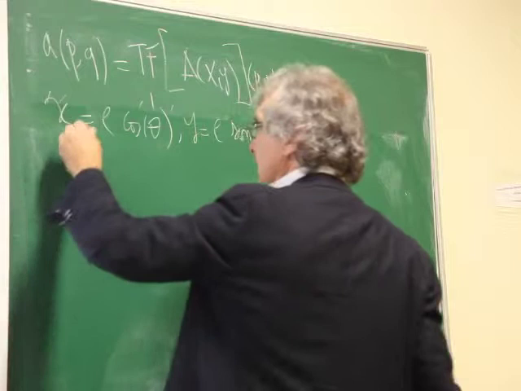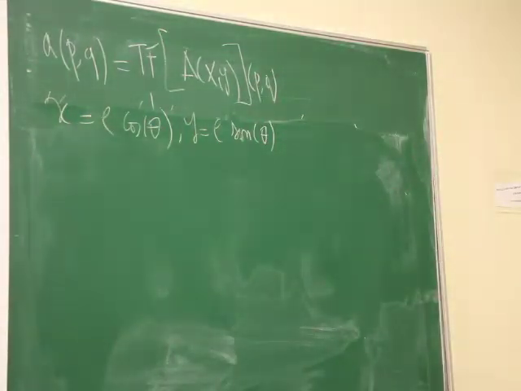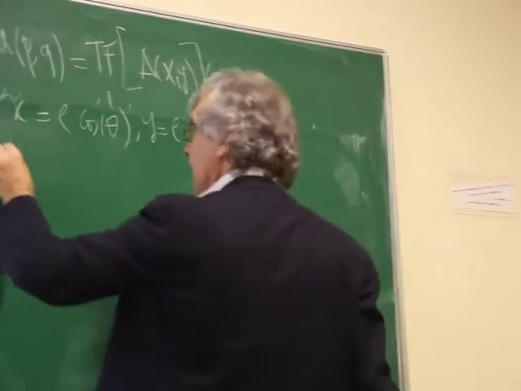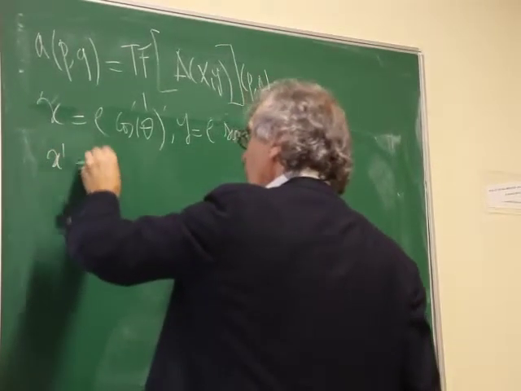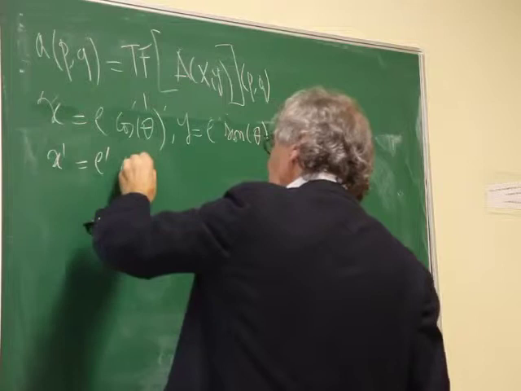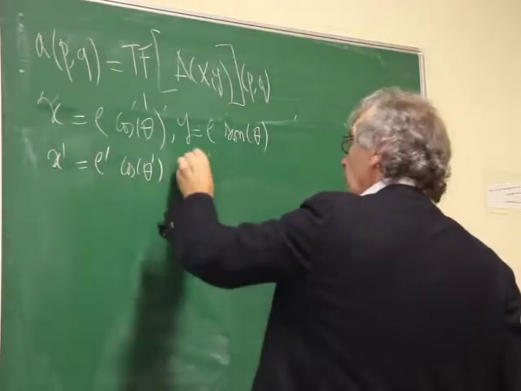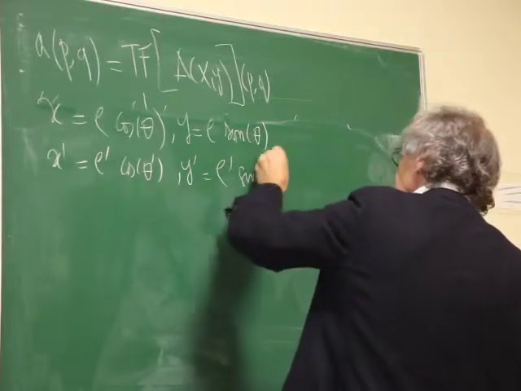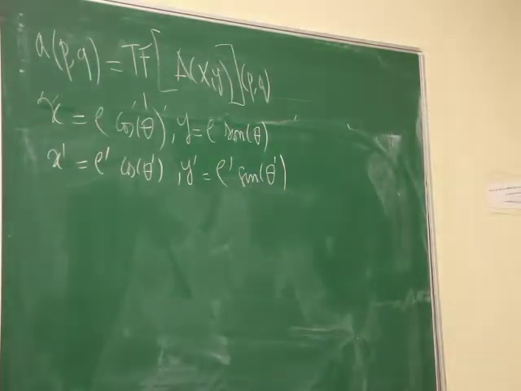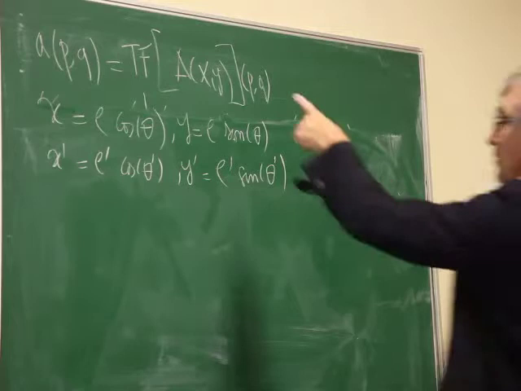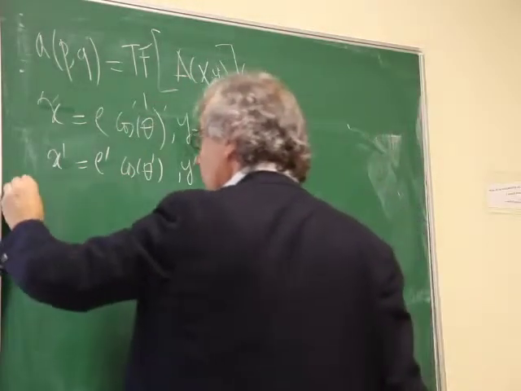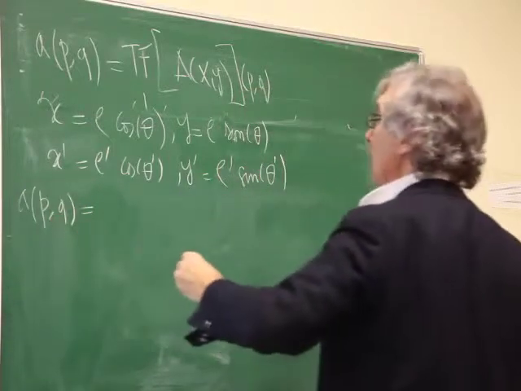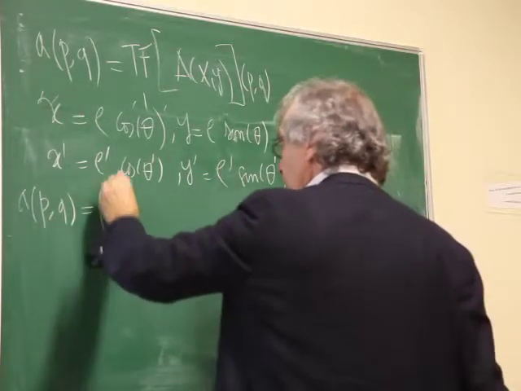Then this is in the cubic plane. Now in the focal plane, let's define x prime equal rho prime times cos theta prime, y prime equal rho prime times sine theta prime. And now when I take the Fourier transform, I have that A(p,q) is equal to the double integration.